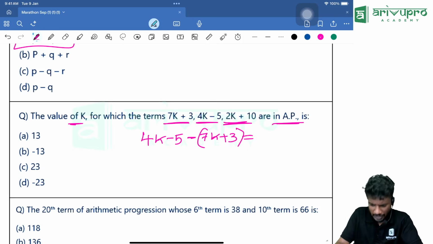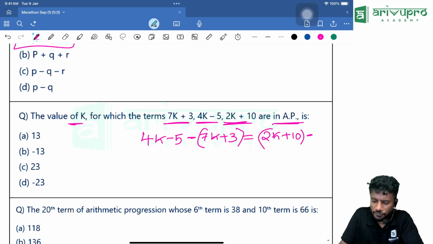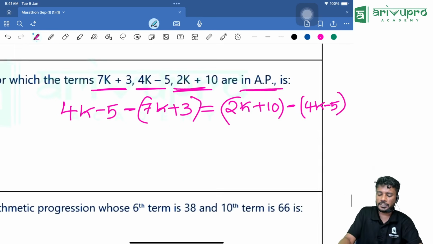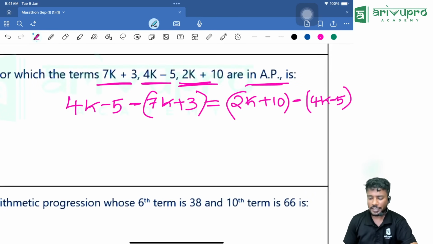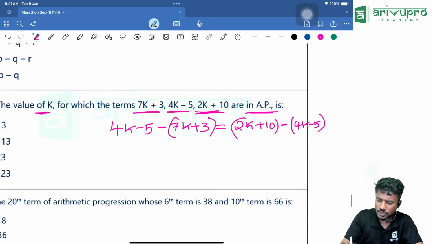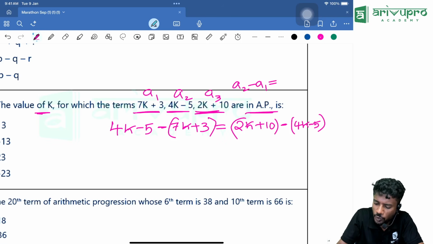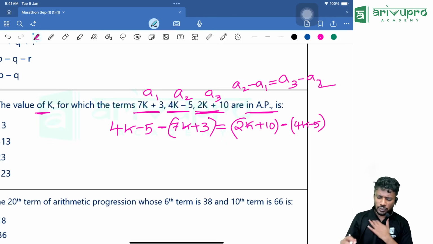Now, it is equal to 2k plus 10, then minus of 4k minus 5. Now, open the bracket and get me the value of k. Direct question. Did you understand that? Everyone understood why did we write that? Because this is the first term, this is the second term, this is the third term. We know common difference is equal everywhere. So I can write A2 minus A1 is equal to A3 minus A2. That is the method. K is equal to how much now?